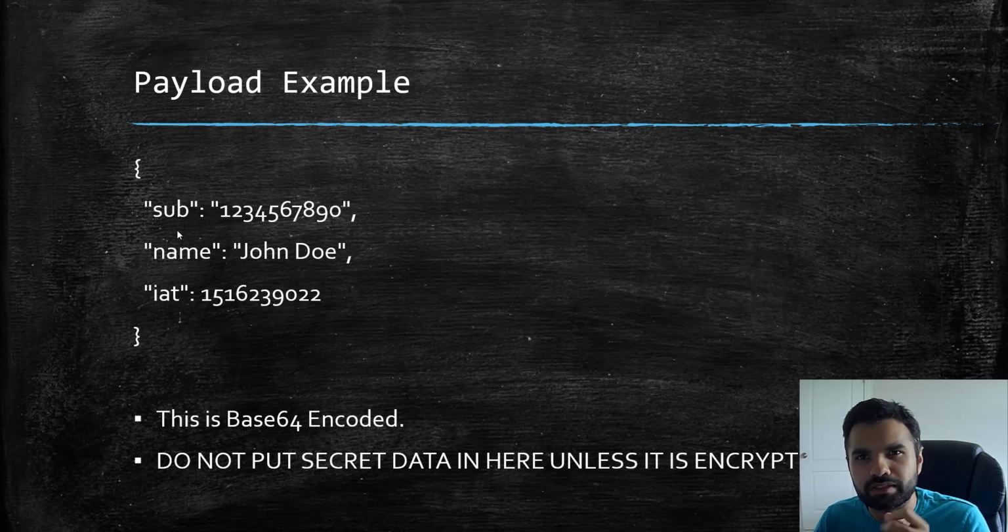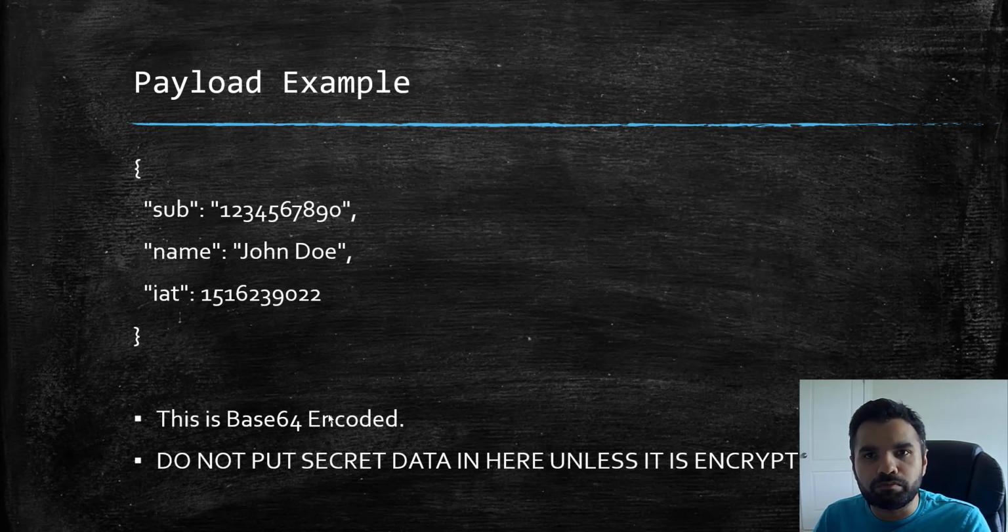There are various registered claims or registered properties that they can use. Or sometimes you have customized fields as well. But typically you have subject, name, and IAT, and this will determine who this token is for, what the subject is, and when it's going to expire. Of course, this is also going to be base64 encoded.